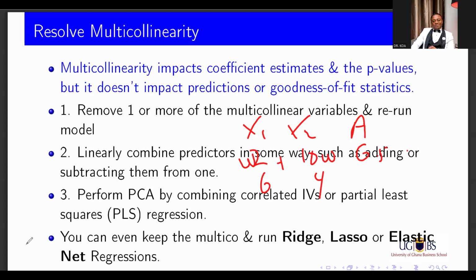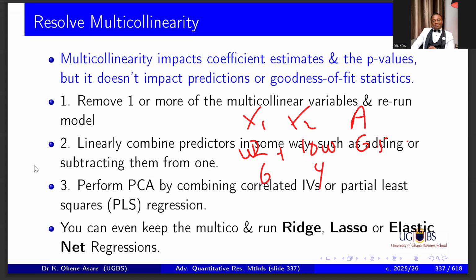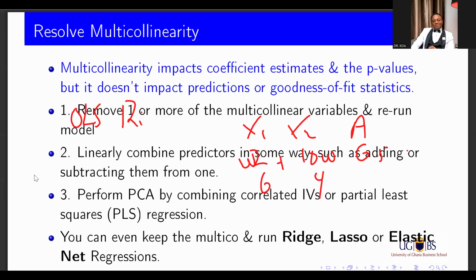So you should know how to address them. Sometimes some people will have the first model as OLS, then the second one as ridge, the third one as lasso, the fourth one as elastic net and so on. Of course, you can't run ridge, lasso and elastic net at the same time. So you just have to drop the elastic net and just do the ridge and lasso and then compare with the OLS. And how do you compare?